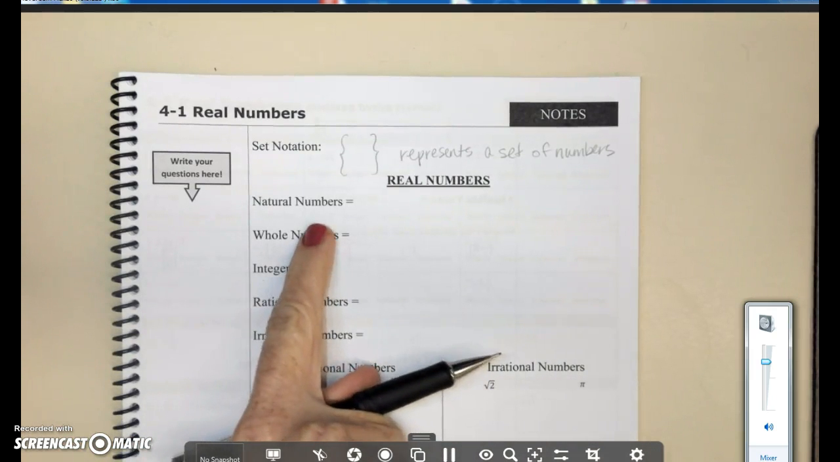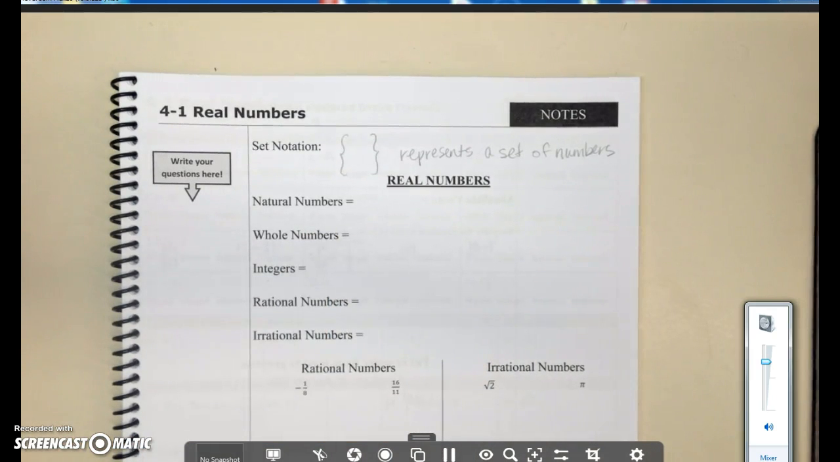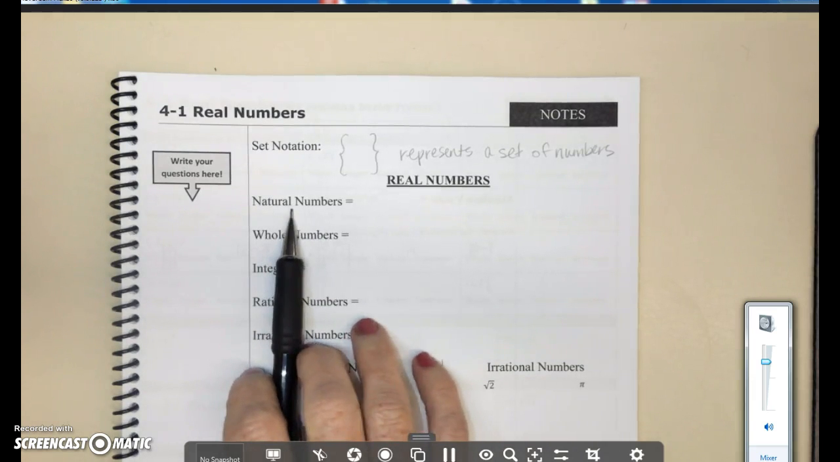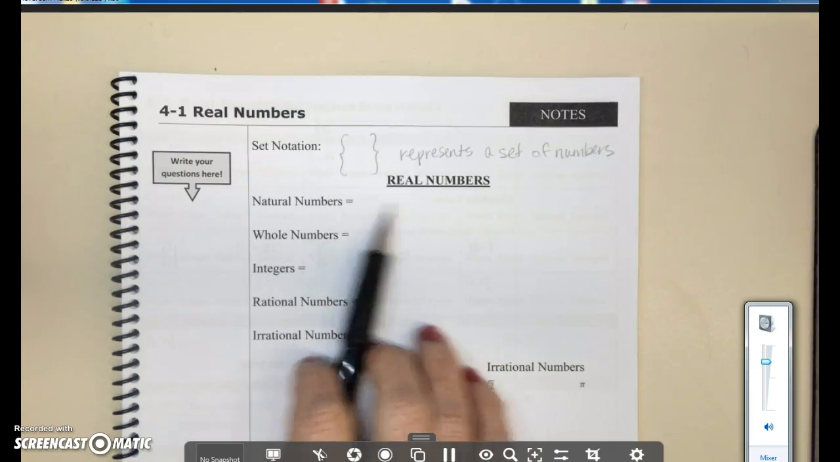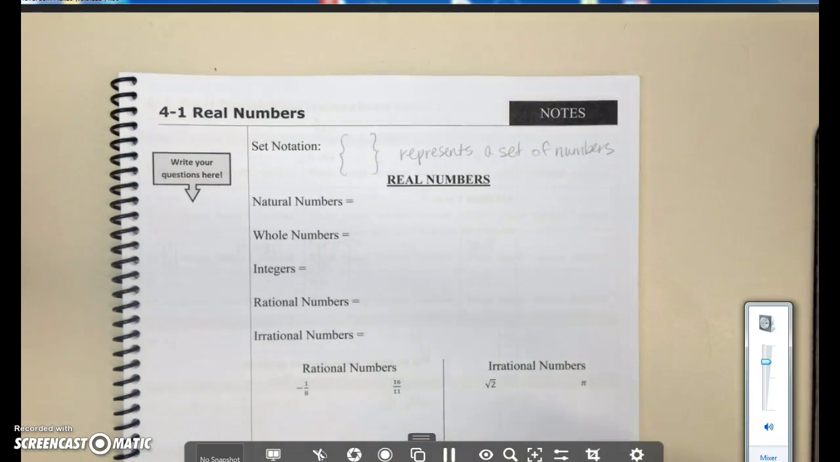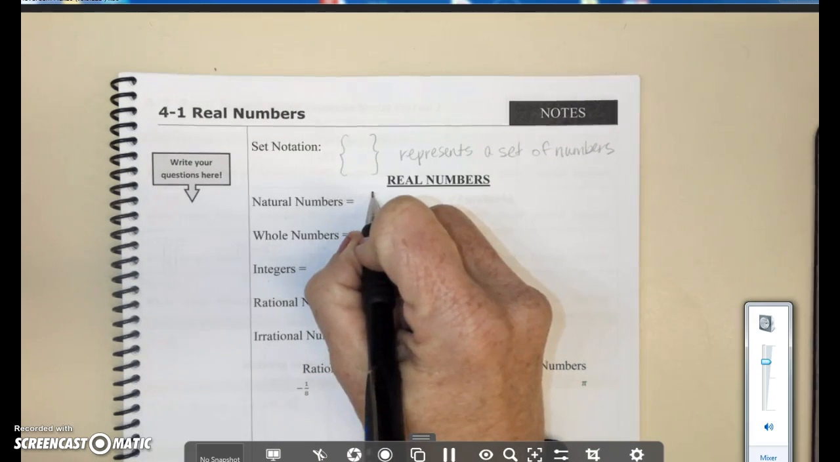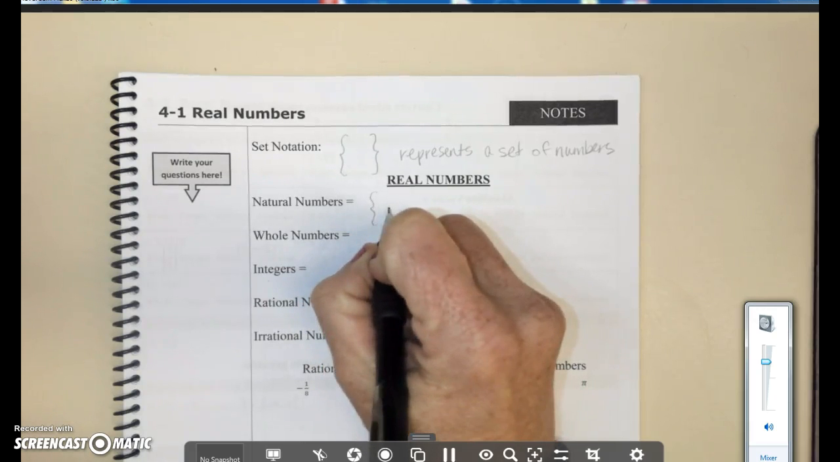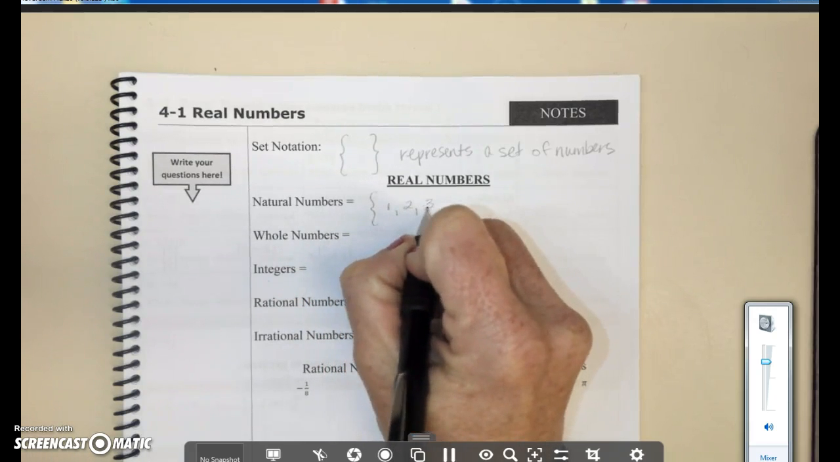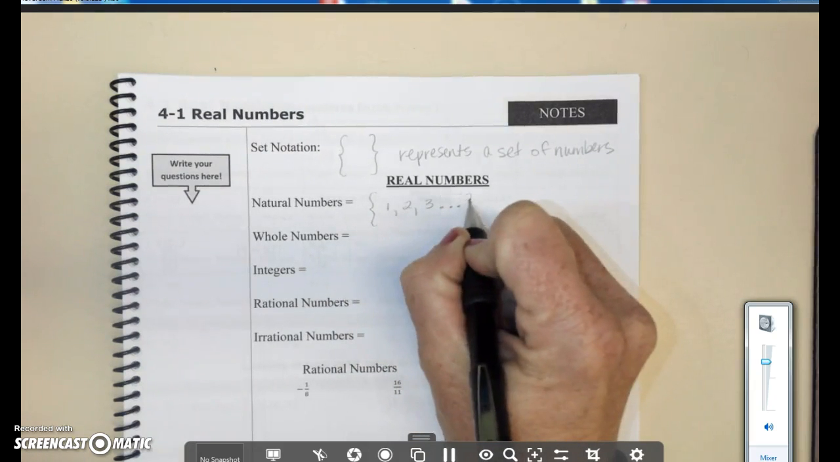So way back when the cavemen are counting how many pterodactyls they've hunted that day, then they had natural numbers. You count, how many rocks do we have? 1 rock, 2 rocks, 3 rocks. So natural numbers were just the original numbers that they could count. So 1, 2, 3, and on and on and on. Okay.